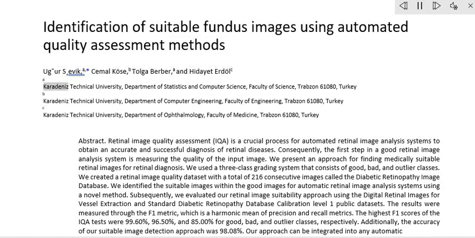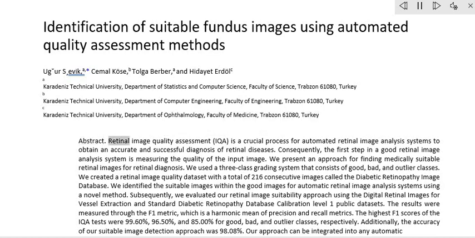A. Karadeniz Technical University, Department of Statistics and Computer Science, Faculty of Science, Trabzon 61080, Turkey. B. Karadeniz Technical University, Department of Computer Engineering, Faculty of Engineering, Trabzon 61080, Turkey. C. Karadeniz Technical University, Department of Ophthalmology, Faculty of Medicine, Trabzon 61080, Turkey.